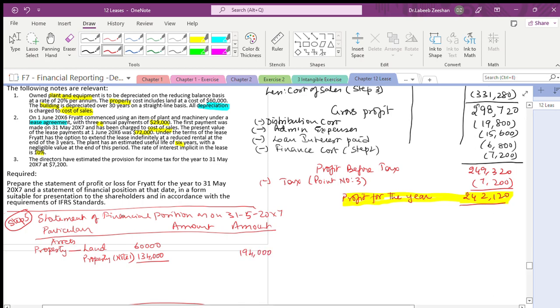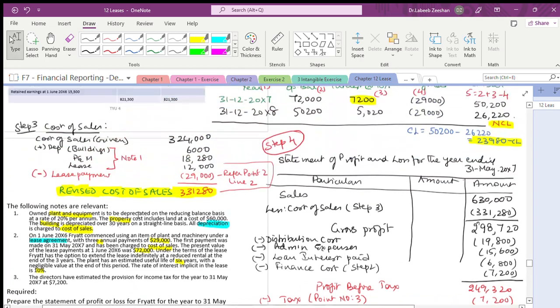Next, you have plant and equipment. How much is the plant and equipment? It is again in note 1.